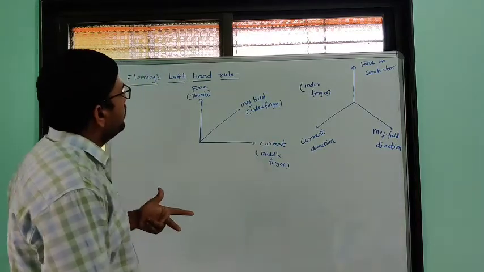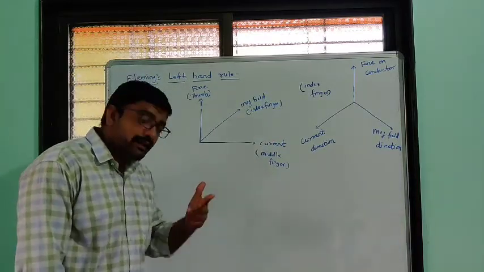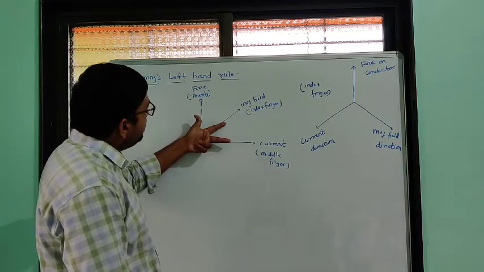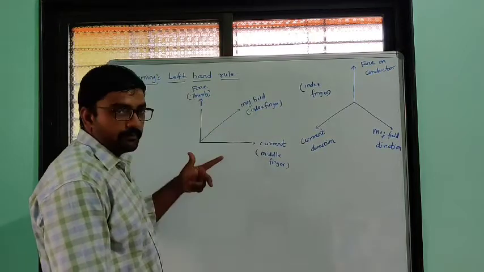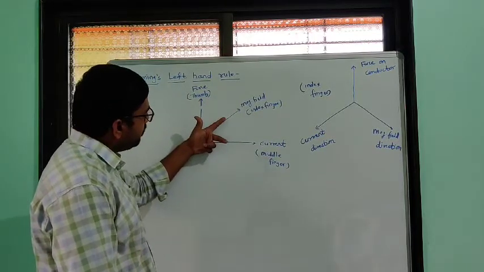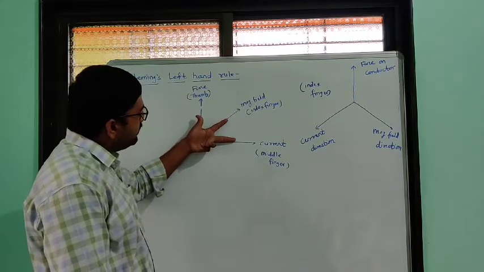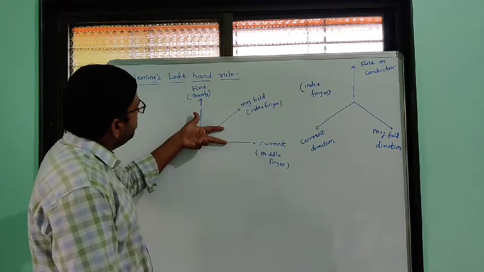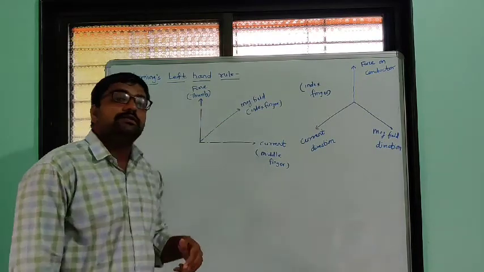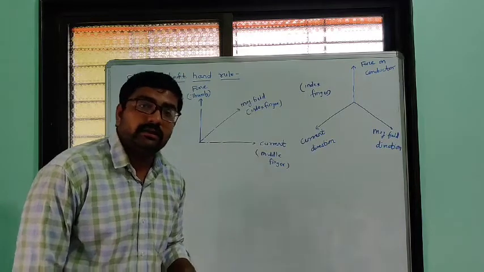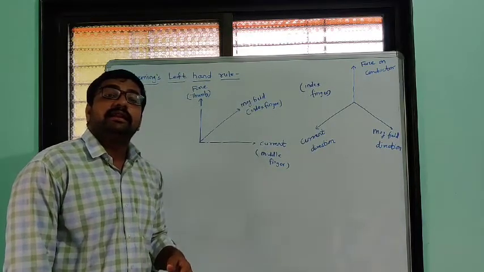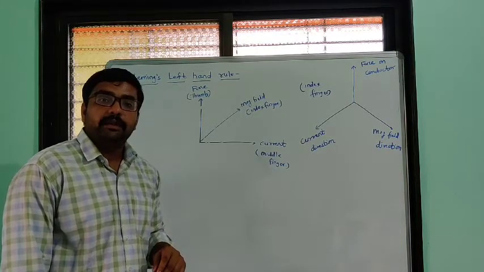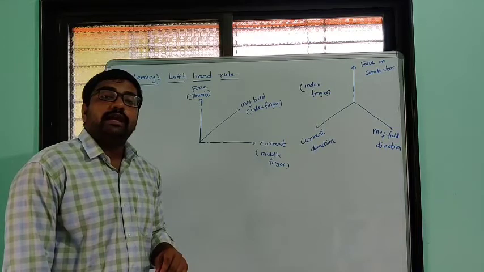Okay, and if you place these fingers in such a way that our index finger is in the direction of magnetic field, and middle finger is in the direction of electric current, then the remaining finger, the thumb, denotes the force acting on an electric conductor. When we place an electric conductor in a magnetic field, what happens? The force will act on that conductor.